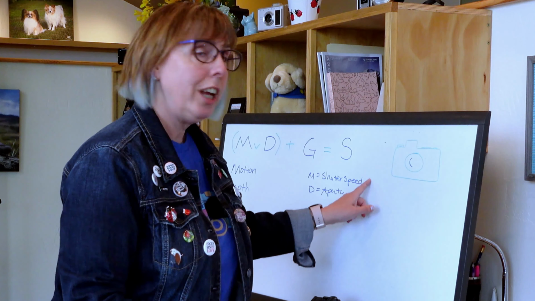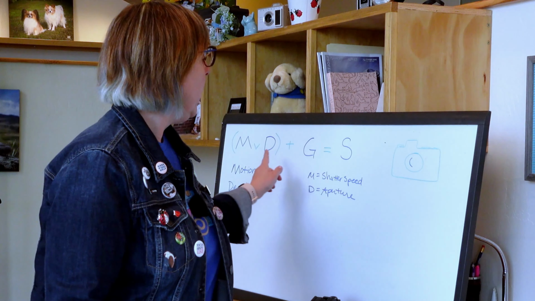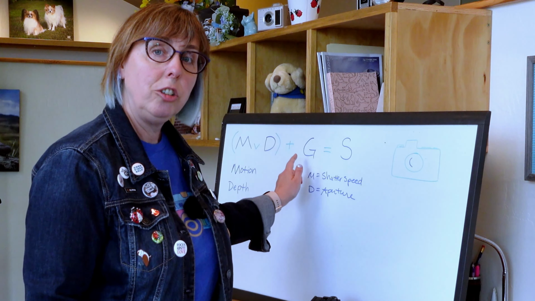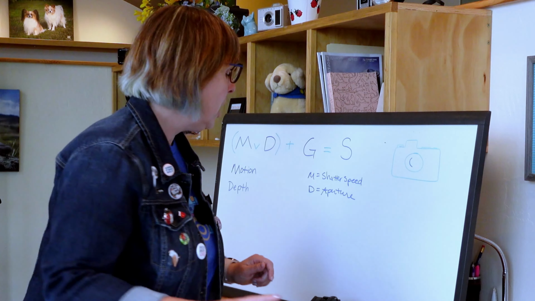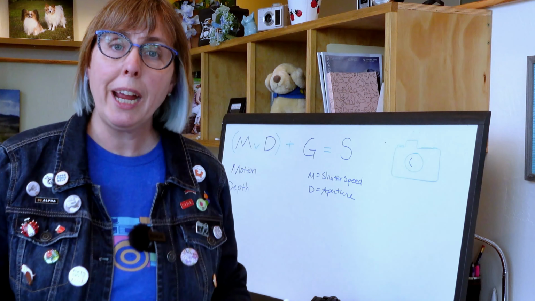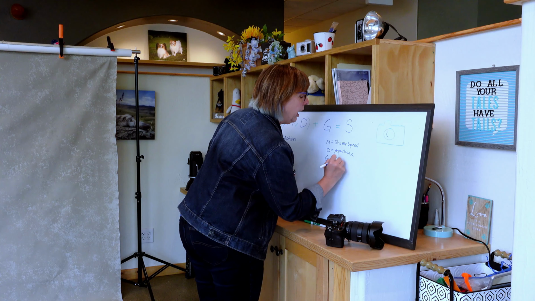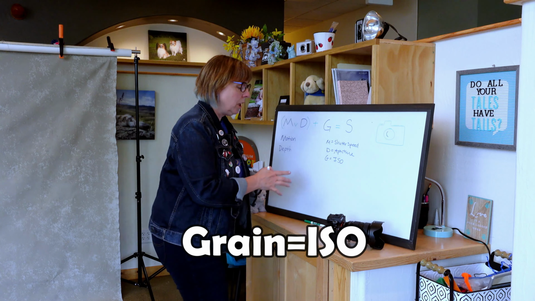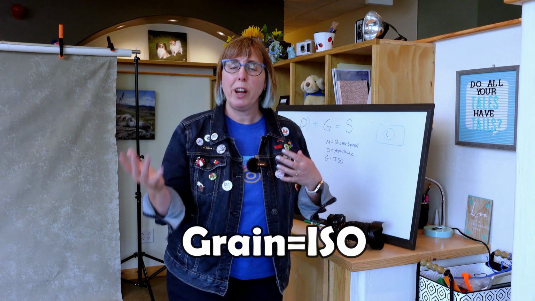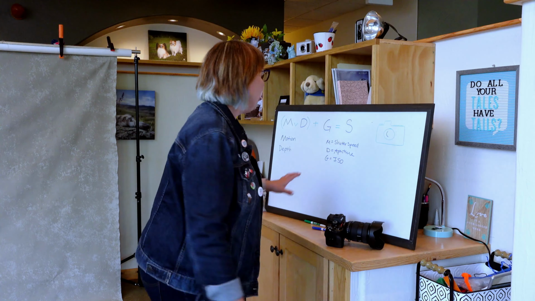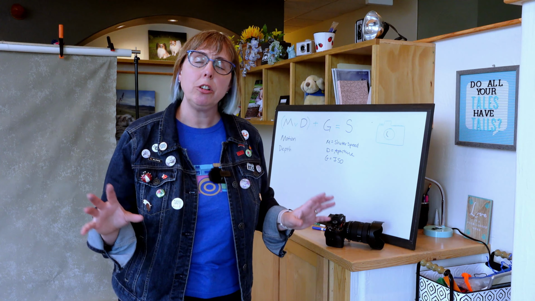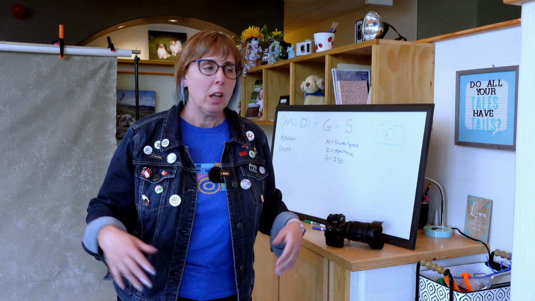You've got these two things that you really want to concentrate on. And then you add in G, dogs, right? And G is the grain or the noise. How much of that are you willing to accept? And that is your ISO. So grain, noise, grain was from film days, but it went with dogs, okay. So how much grain are you willing to accept in this image?